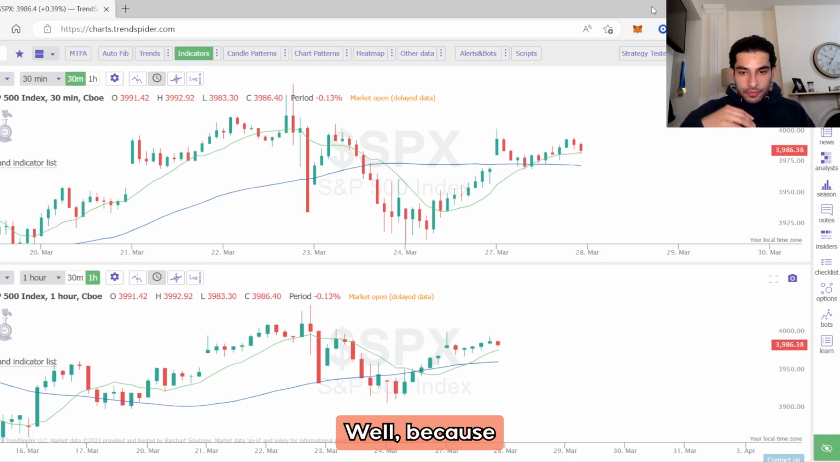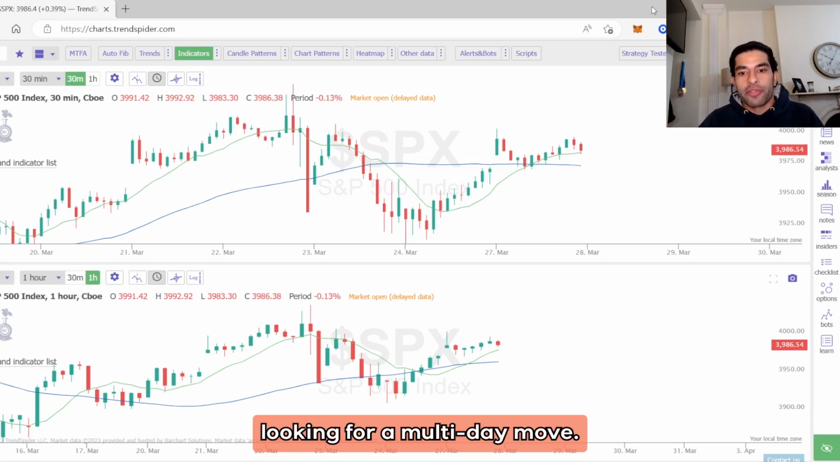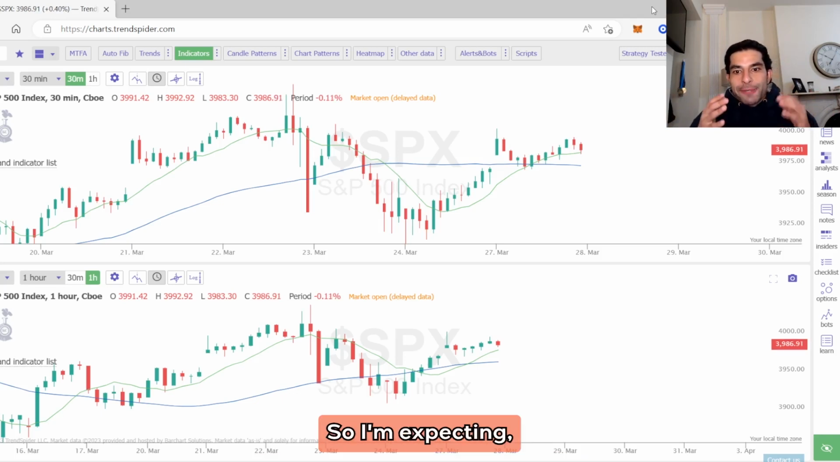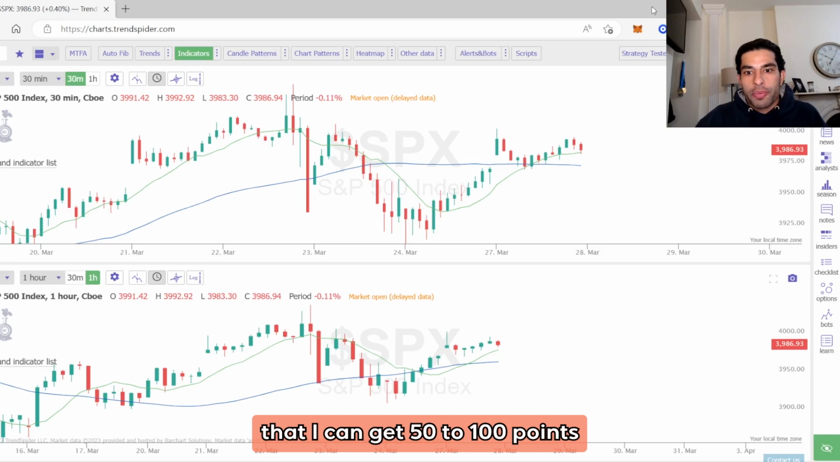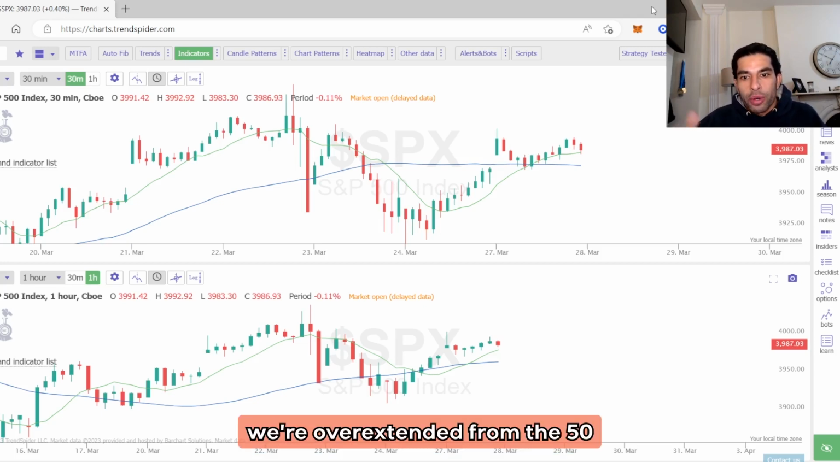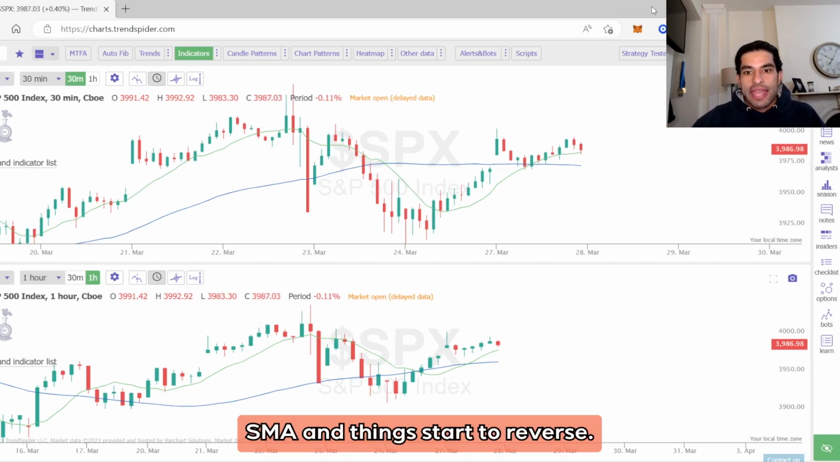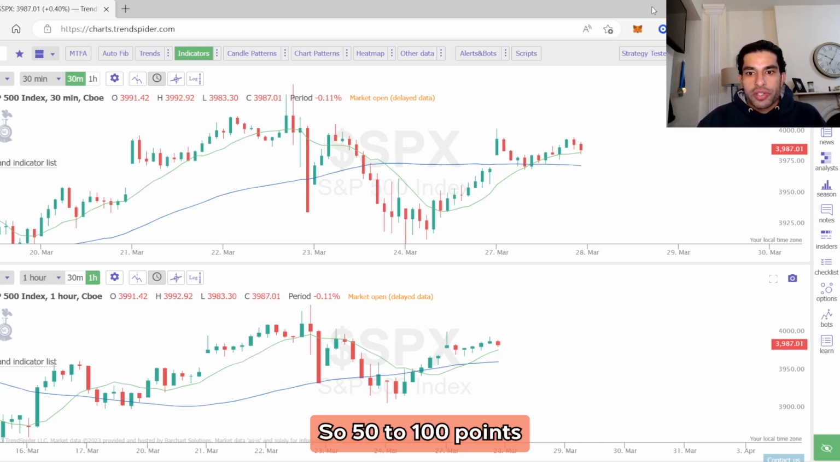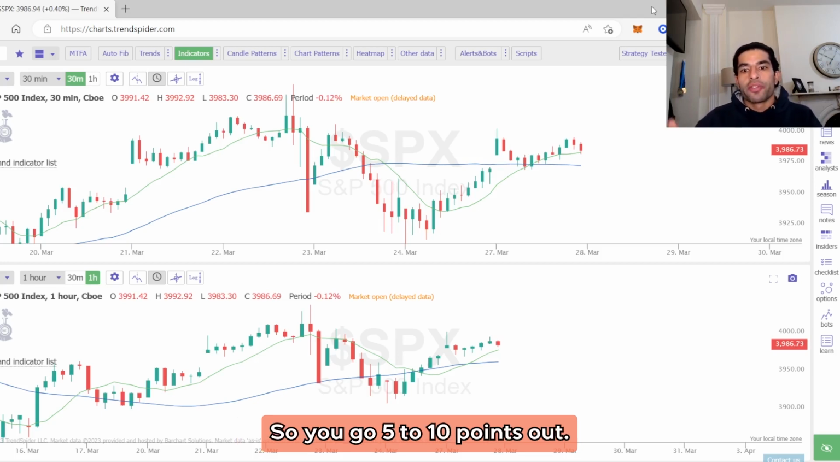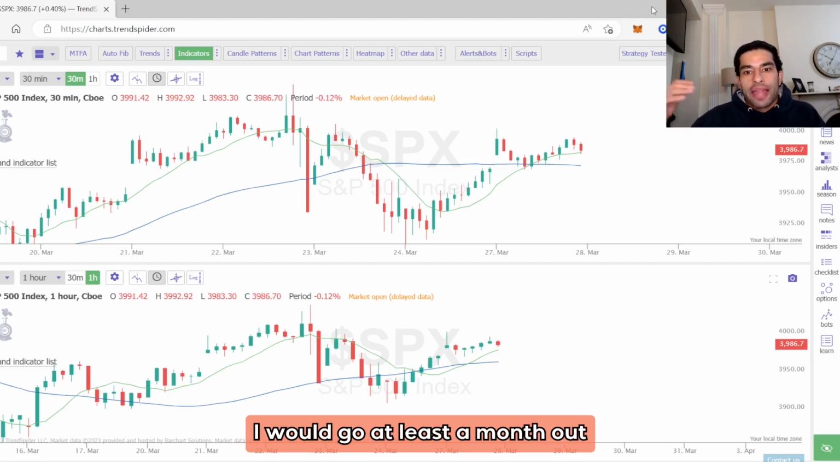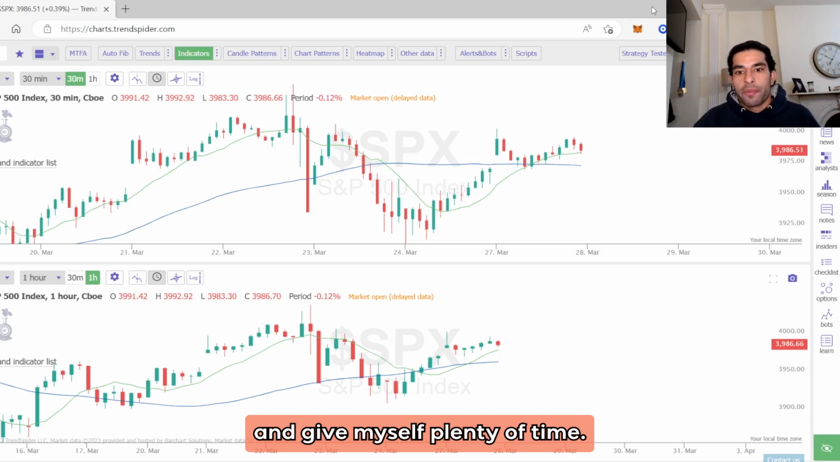Well, because if I'm swinging, it means I'm looking for a multi-day move. So I'm expecting, based on the moves that I've seen on the system, that I can get 50 to 100 points in my favor before we're overextended from the 50 SMA and things start to reverse. So 50 to 100 points on SPX translates over to 5 to 10 points on the SPY. So I would go 5 to 10 points out. I would go at least a month out and give myself plenty of time.